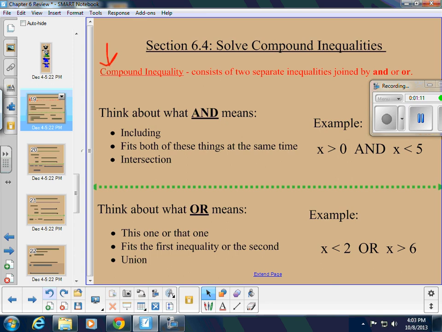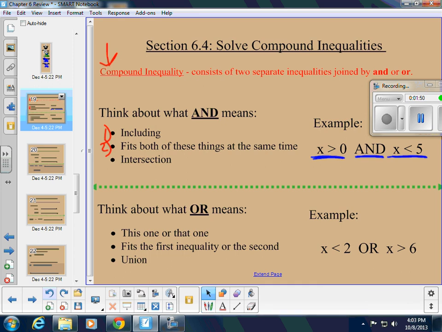So if we join two inequalities with the word and, what does that mean? Well, and is inclusive. It means we're talking about the solutions for one inequality and the solutions for the other inequality at the same time, like the second one here says. So if I'm talking about x values that fit my example here, x is greater than 0, and then I have another inequality, x is less than 5. If I join them with the word and to make a compound inequality, I need solutions that are greater than 0 and at the same time less than 5.